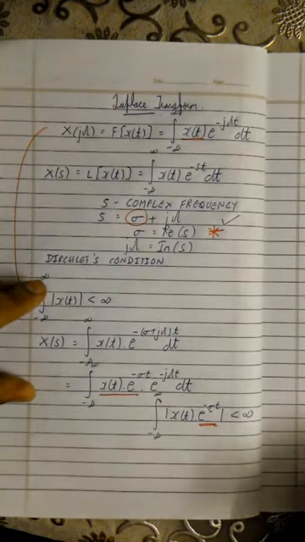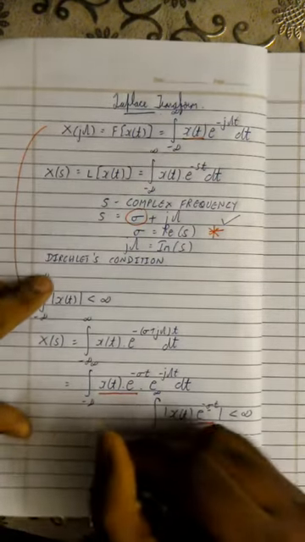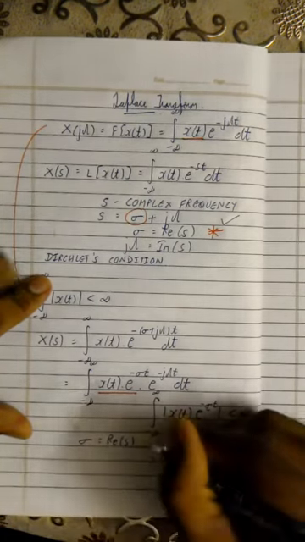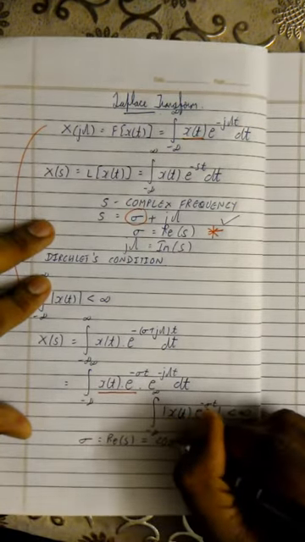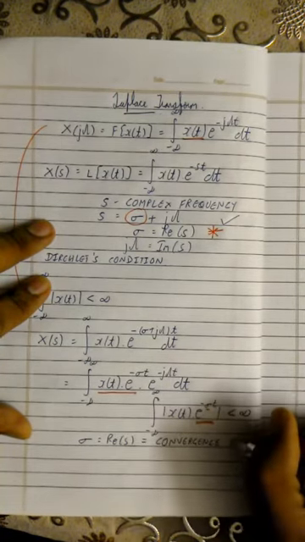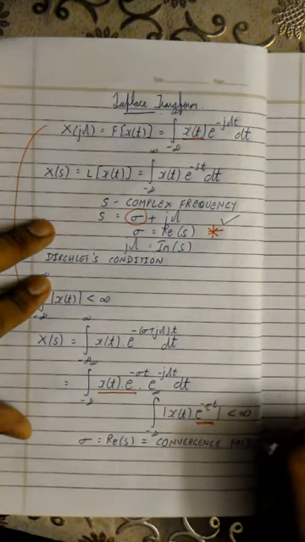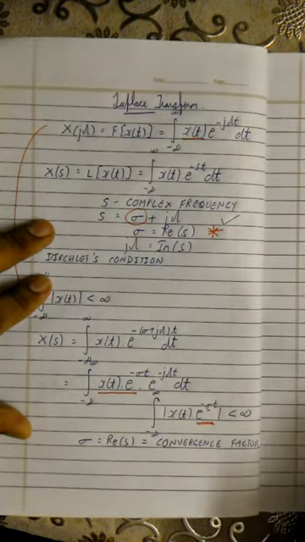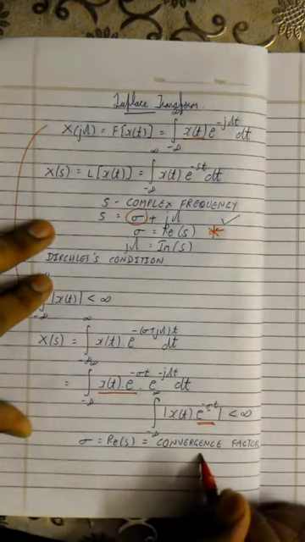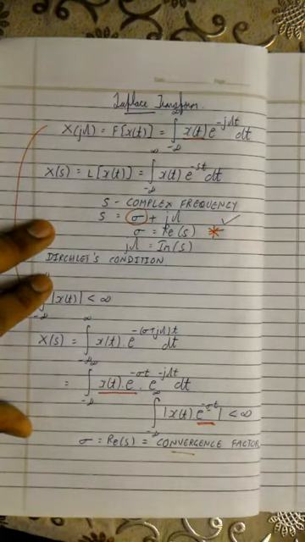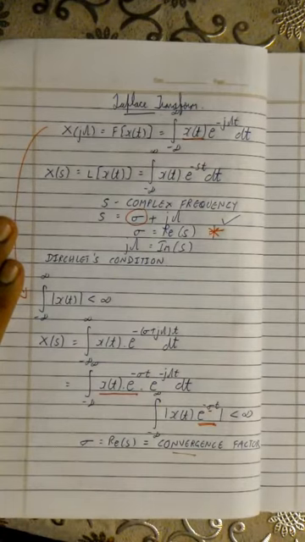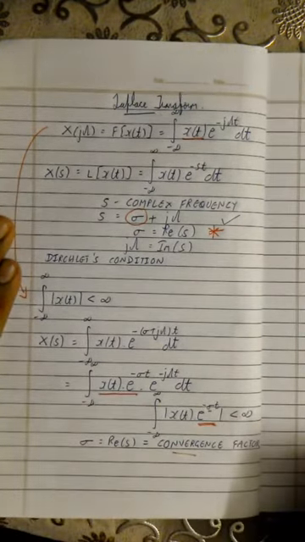Okay, so this sigma, or the real part of s, as we call it, is also called the convergence factor. That means it is the factor by which the Laplace transform becomes a value, or it reduces to a value, or it converges to a value. That is why sigma is also called the convergence factor. Okay, so this is the basic introduction of Laplace transform.